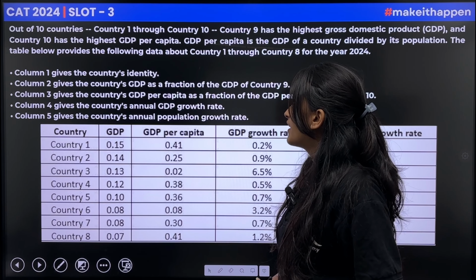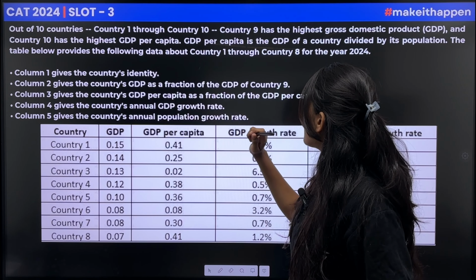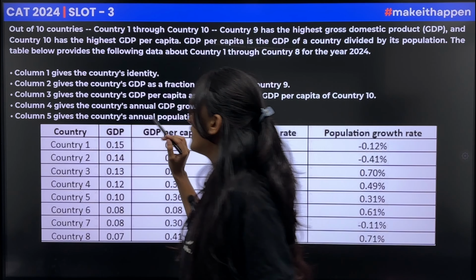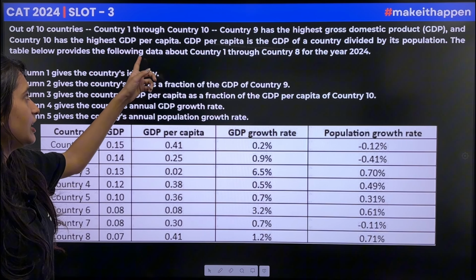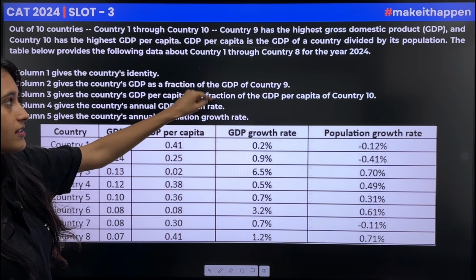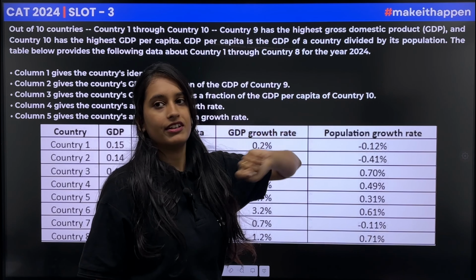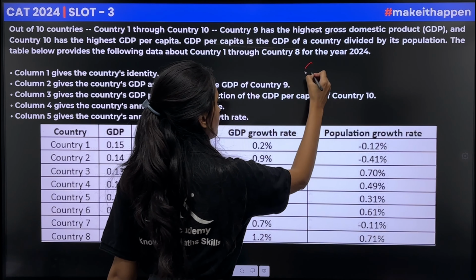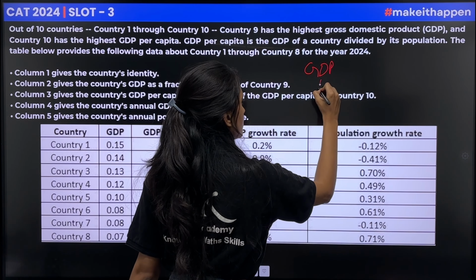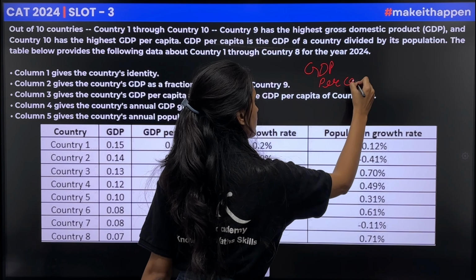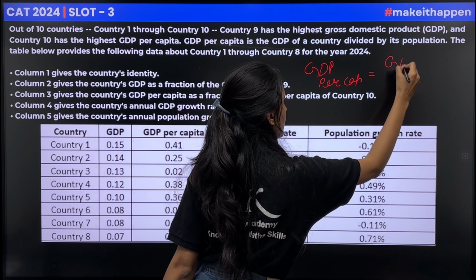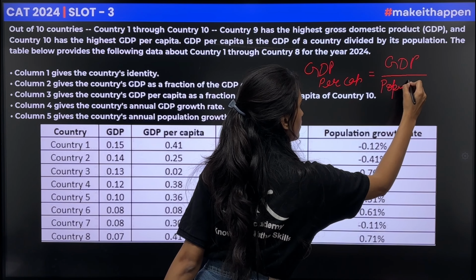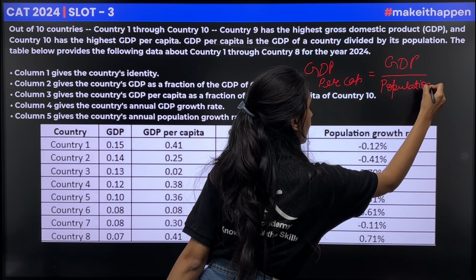Out of 10 countries, country 1 through country 10, country 9 has the highest gross domestic product and country 10 has the highest GDP per capita. GDP per capita is the GDP of a country divided by its population. Okay, so GDP per capita equals GDP divided by the population.